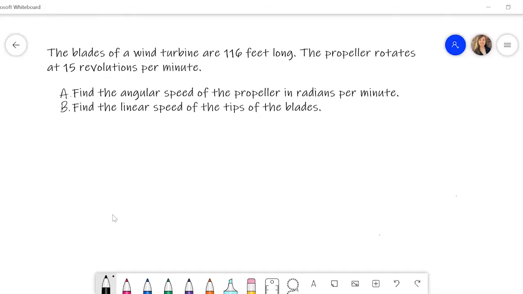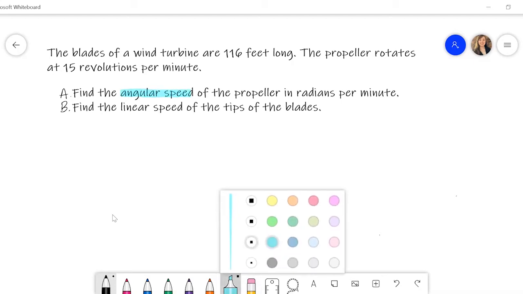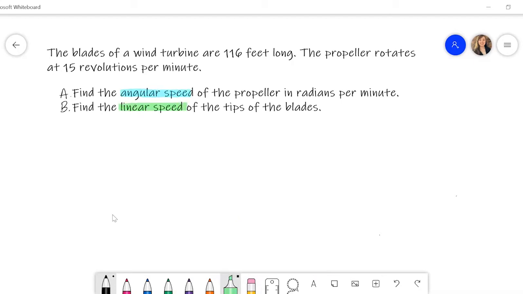Okay, so what we're looking at here, we have the blades of a wind turbine that are 116 feet long. The propeller rotates at 15 revolutions per minute. And we're looking for two things: the angular speed as well as the linear speed. So we're going to start this off with part A. We're going to be looking for the angular speed.